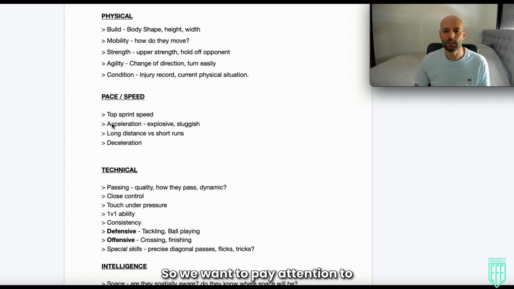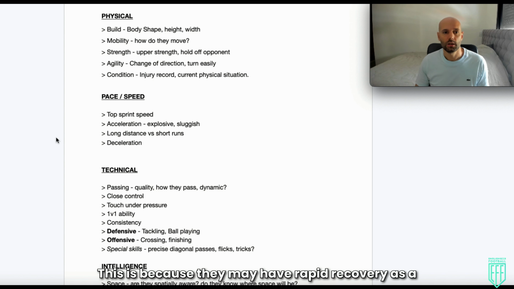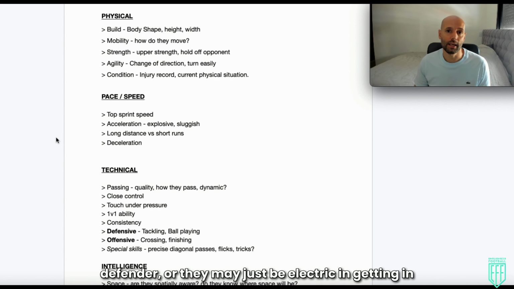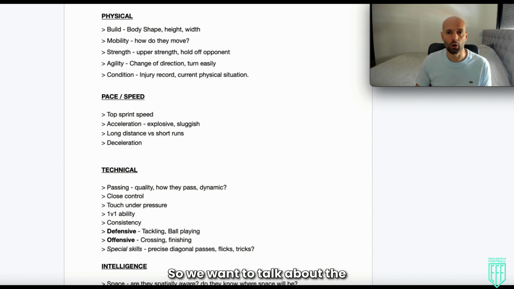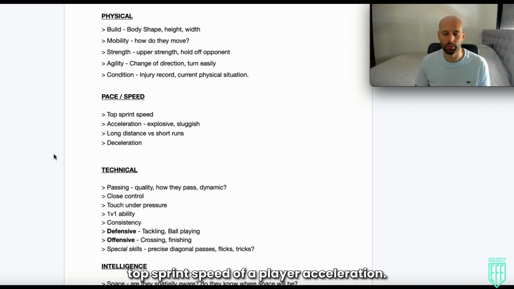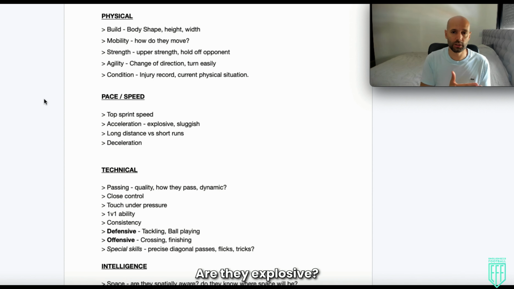So we want to pay attention to the top sprint speed of a player. This is because they may have rapid recovery as a defender, or they may just be electric in getting in behind the defenders and beating them in 1v1 sprints. So we want to talk about the top sprint speed of a player. Acceleration. Are they explosive? Are they sluggish? So it's another element of speed.